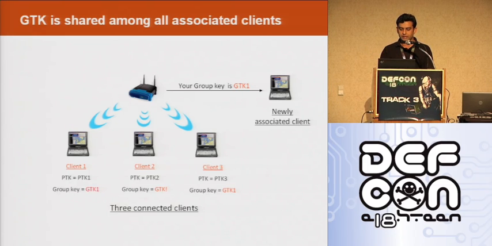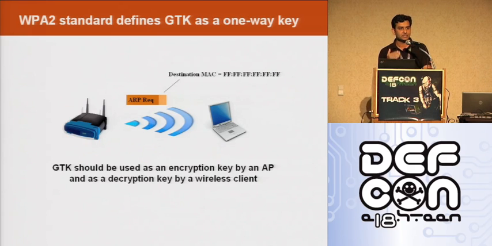Which means by design, GTK is going to be used as a one-way key. The access point is going to use it for broadcast traffic encryption, and all client devices are going to use it as a decryption key. And that's how the software in the access point and clients is programmed.